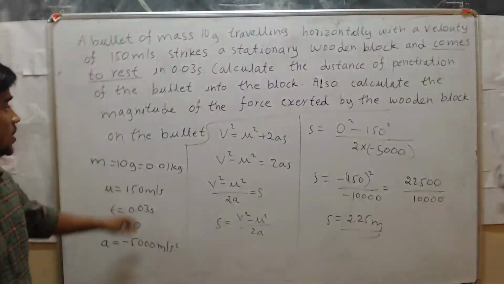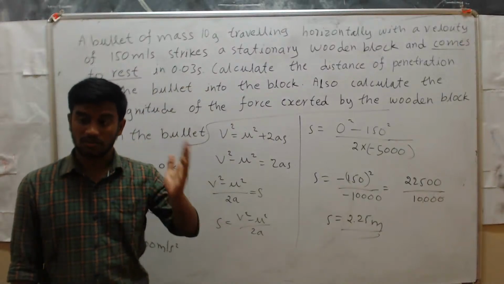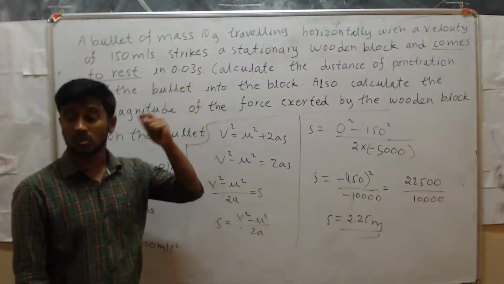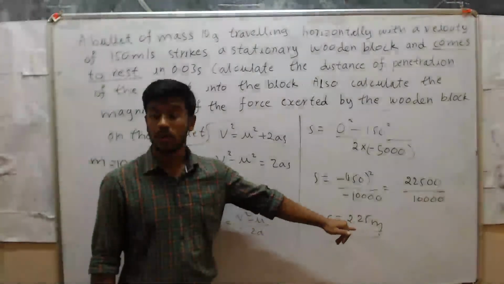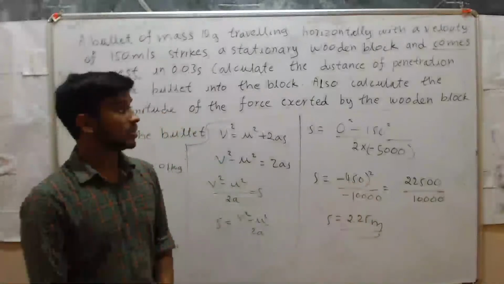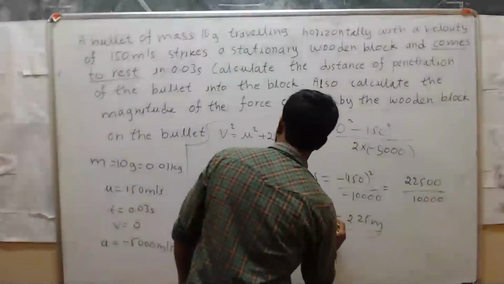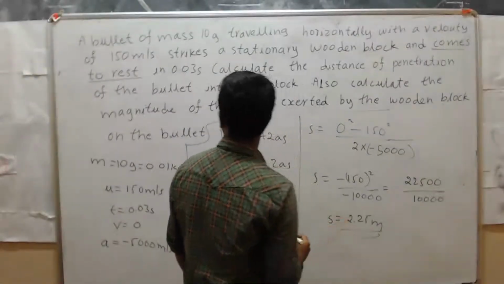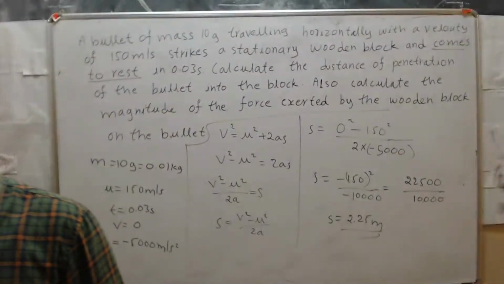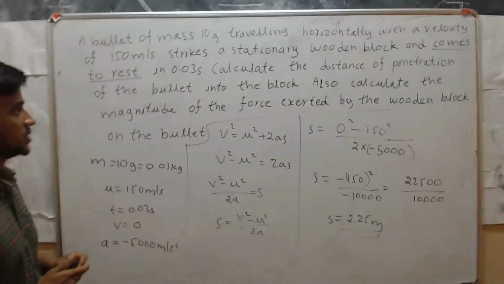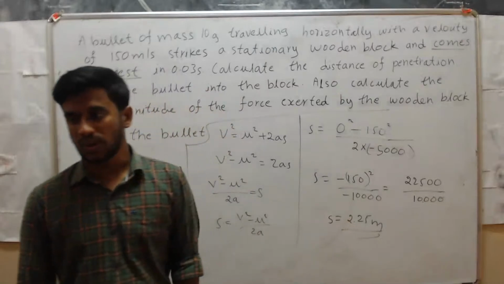Just imagine, in 0.03 second, it is very less time, right? Not 1 second, not half second, just 0.03 second. In that time the bullet covered 2.25 meter. It is initially moving with 150 meter per second, which means it would cover 150 meter in 1 second. So distance covered by that bullet in 0.03 second is 2.25 meter.